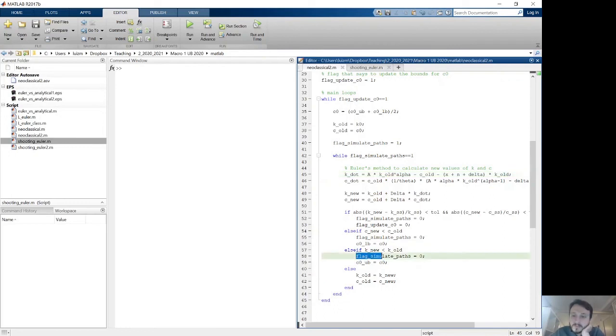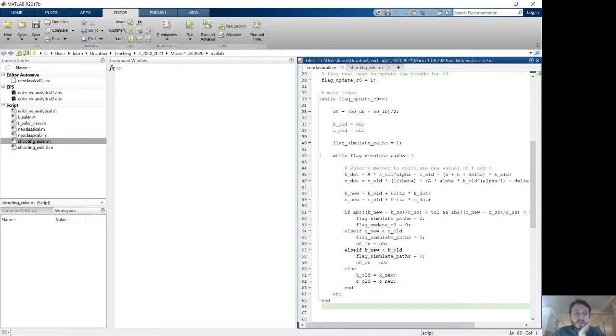The third option is very similar to when consumption starts decreasing. It happens when capital starts decreasing, so it will do a similar thing. The only difference is now that we will update the upper bound of the interval of initial consumption, and not the lower bound, which is what happens in this case here. And finally, the final thing that can happen here in this loop is that we still want MATLAB to simulate the paths of capital and consumption, and I already talked about this case.